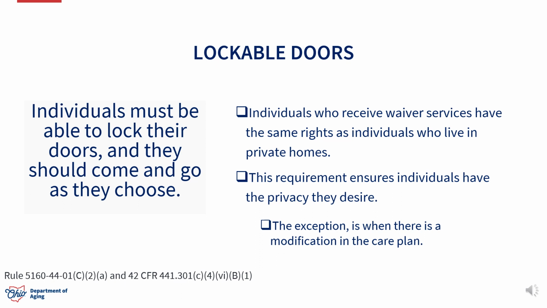Moving right along, our next topic is lockable doors. So individuals residing in the setting must be able to lock their doors and come and go as they choose. This means from their room as well as the setting. Individuals on assisted living waiver must have the same rights as individuals who live in their private homes. This requirement ensures that individuals have privacy that they desire. The exception to this is when there's a modification in the care plan, which we're going to go into further detail when it comes to modifications later on in this presentation.